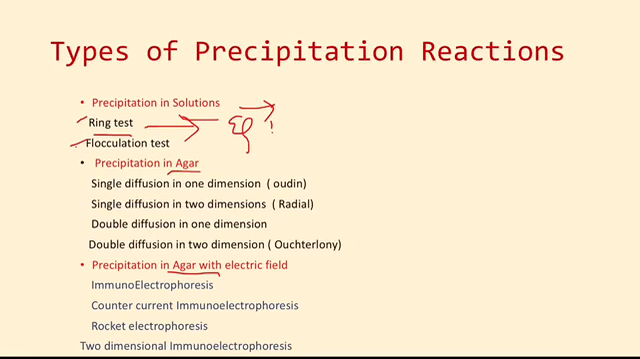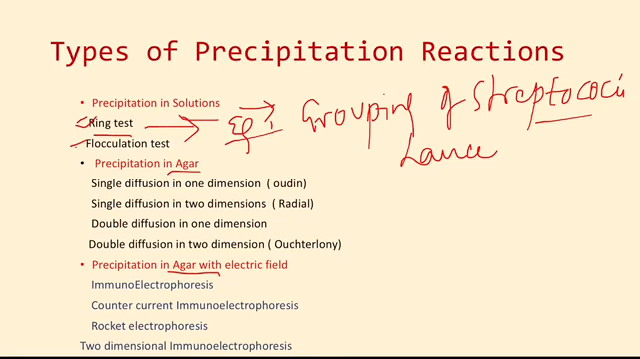Examples of the ring test include the grouping of streptococci by Lancefield. In the ring test, in this test tube, the antigen solution is layered over a column of antiserum and the precipitate will be formed at the junction of the 2 liquids. Another one is the flocculation test.